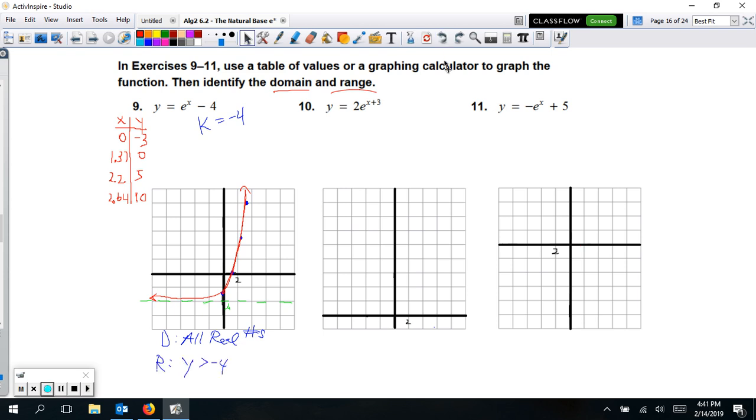It's going everywhere, left to right. But this one's the range. It's only above the asymptote here. It's only above this platform where it's at -4. So y is greater than -4. It's not equal to, because it can't touch it. If it's equal to, remember, the people would die from the ride. So that's our domain and range.